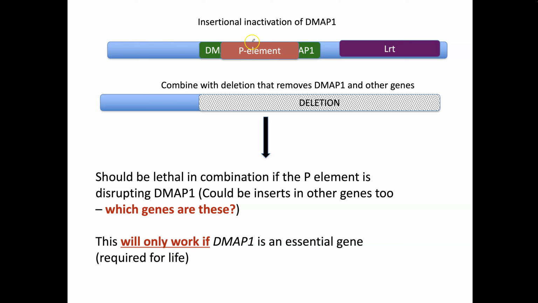And so the idea is if there's a P element that is inactivating DMAP1 on one homolog that, say, came from one parent, and then there was a homolog of chromosome 2 from the other parent that had a deletion, then you're not going to have any protein from here, and you're not going to have any protein from there. And if the genes are essential, then basically you're going to have lethality, right? Or if it's not essential for life, but it's needed for fertility, then you're going to have a bunch of flies, but they're going to be sterile, right?